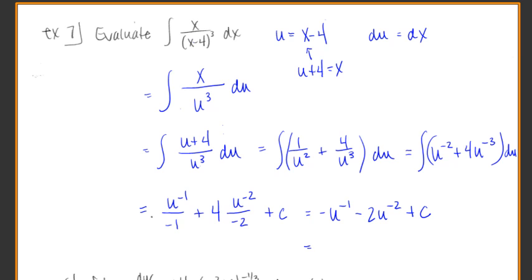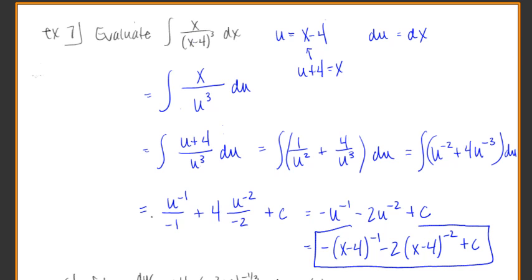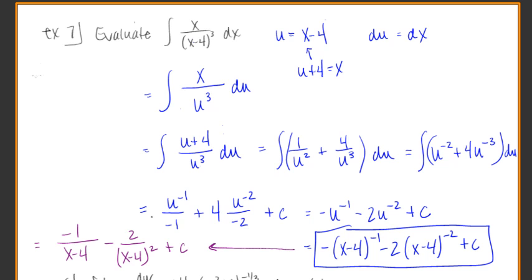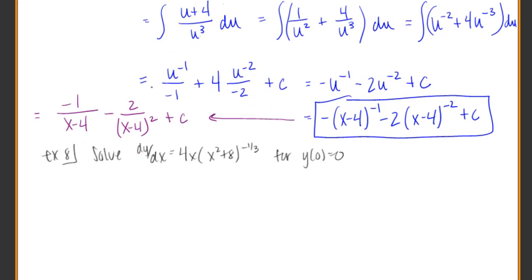And last but not least, let's plug in what we have. u is x minus 4. So x minus 4 to the negative 1 minus 2 times x minus 4 to the negative 2 plus c. The answer in the back of the book might be written with positive exponents, so just in case, if we want to have that practice, it would be negative 1 over x minus 4 minus 2 over x minus 4 squared plus c. That would be the equivalent answer, just with positive exponents. All right, let's wrap this lesson up and go on to example number 8.